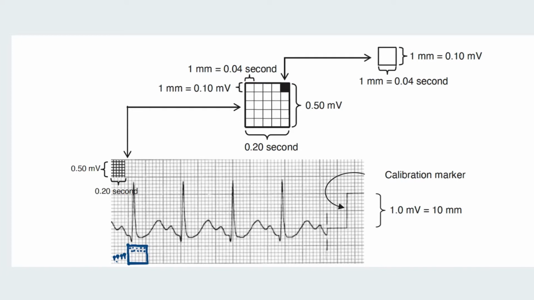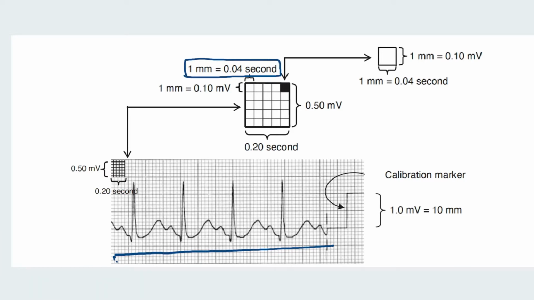The width of the ECG paper represents the time. Every millimeter, or one small block, is equivalent to 0.04 second. Now the question arises, why does 1 millimeter represent 0.04 second? Why not any other timing?